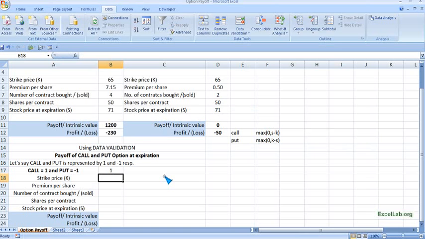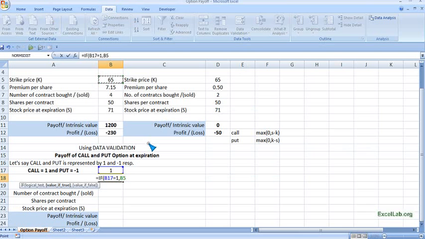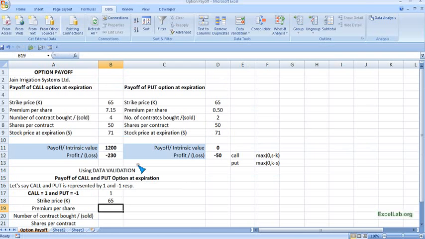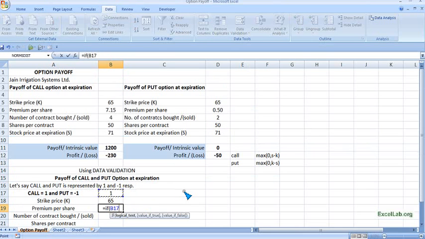Okay, now next, the strike price. Again we will make it automated, so we use the if condition. Here in the function, the logical test: if B17 is equal to 1, then the strike price is for the call. Otherwise, if it is not 1, if it is minus 1, then it will take the one for the put. Then the premium, again put an if condition: if B17 is equal to 1, then the premium for call is 7.15, and if it is false, then it should take 0.5.